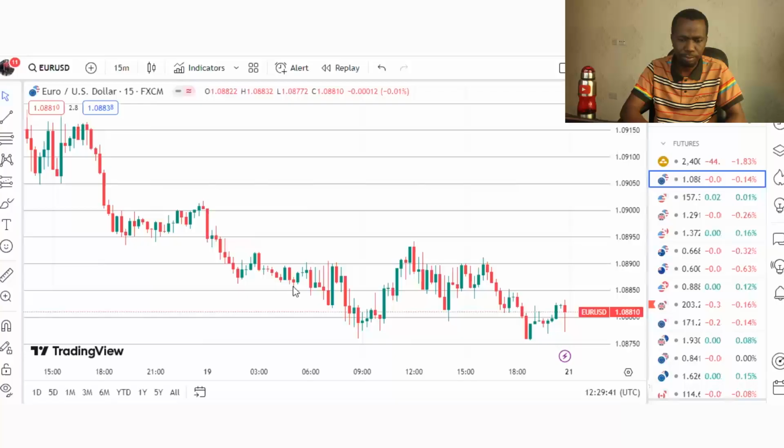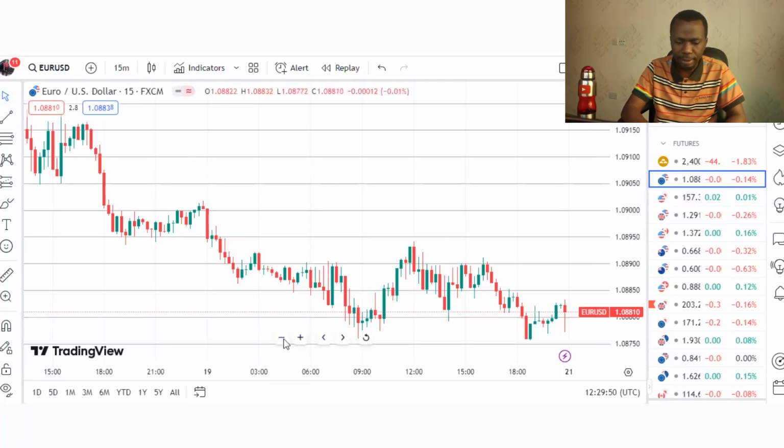So this is how you can trade using support and resistance level. The best way to trade it is to look at key levels. So how do you look at key levels? When you open your price chart, you will see that there are so many points where price is reversing from. Let me give you an example. Now this is Euro USD and this is the 15-minute time frame.